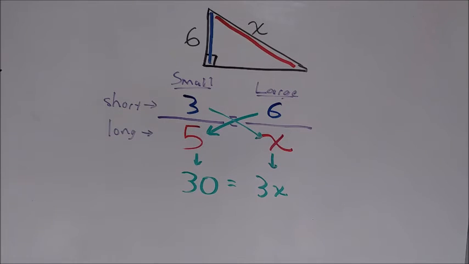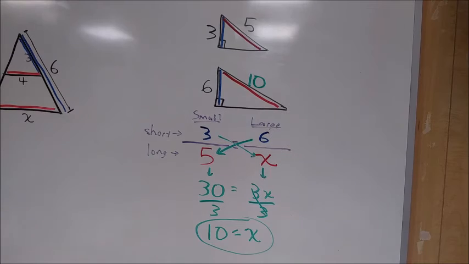We can solve that proportion with good old cross multiplication. 6 times 5 is equal to 30, and 3 times x is equal to 3x. If we solve that by dividing both sides by 3, we learn that x equals 10. So our unknown side length of x is 10.